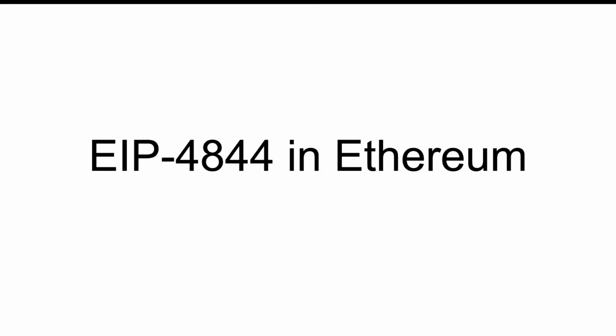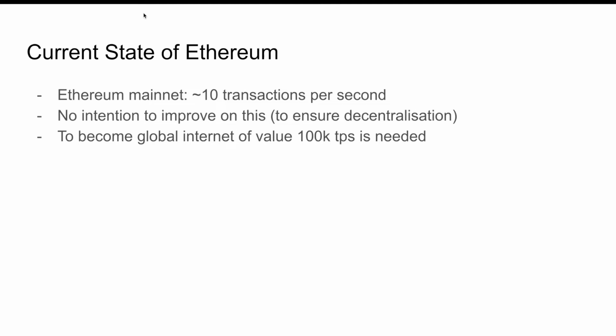So I will give a brief overview of what EIP 4844 does and why it is needed in Ethereum. I'm assuming you have some basic knowledge about how Ethereum works and how blockchains work in general. So what is the current state of Ethereum? Ethereum mainnet currently processes of the order of 10 transactions per second. It might be like 30 or 40 transactions, but it's of the order of 10 transactions per second.